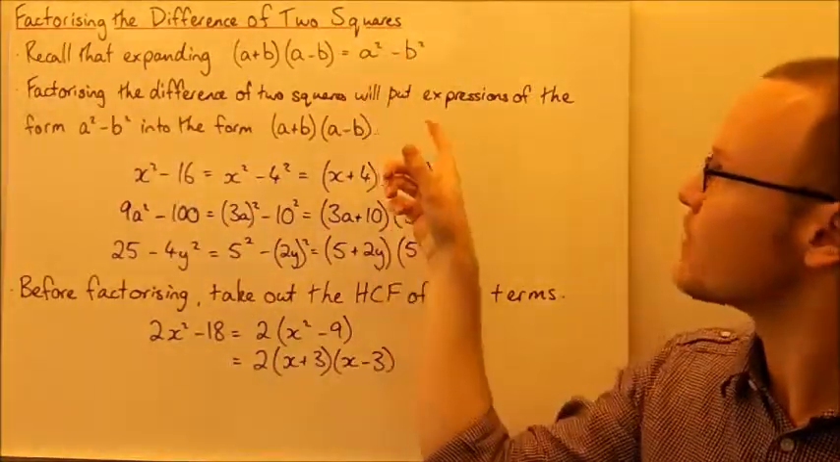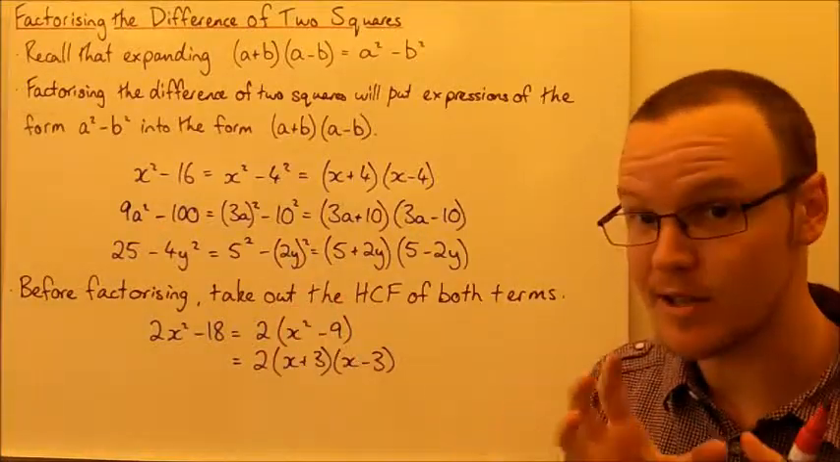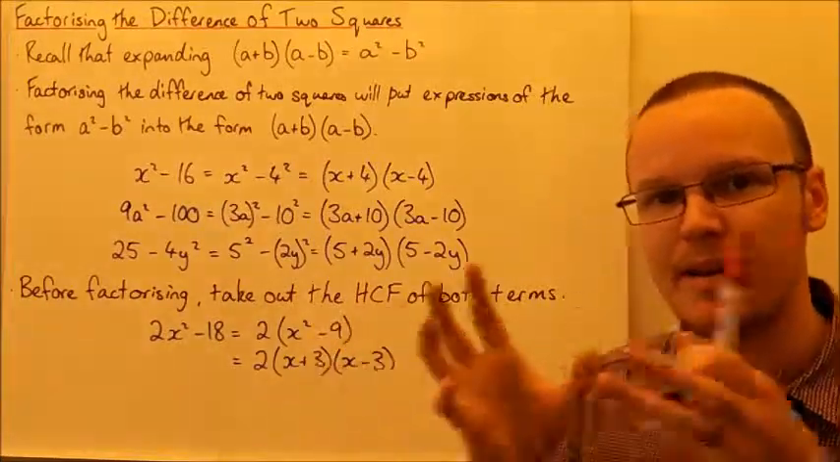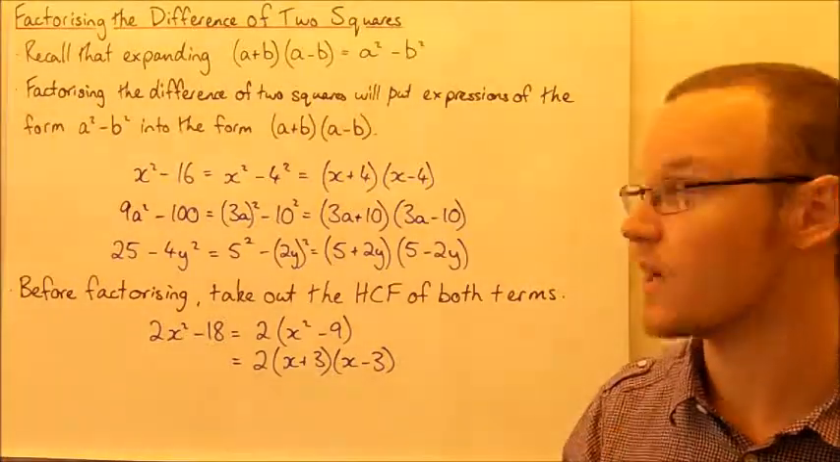So we're looking at going from the form a squared minus b squared, finding an expression that's in that form and converting it into the form a plus b times a minus b. So converting it into a binomial product.